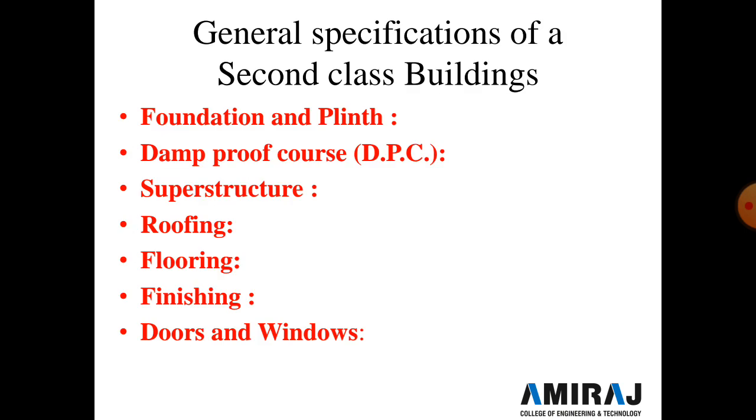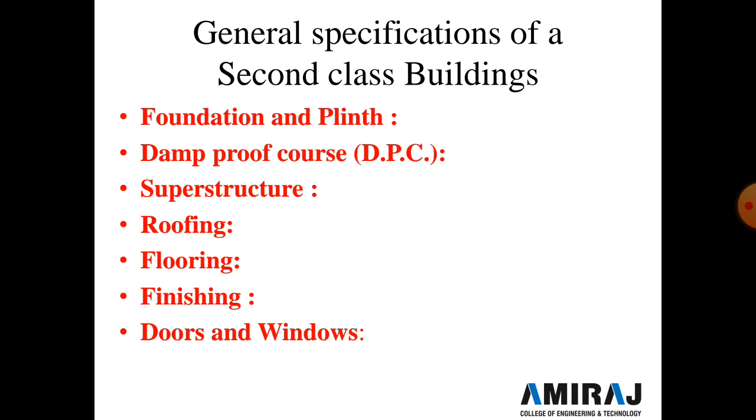Here is the general specification for a second class building. First is the foundation and plinth. In a second class building, foundation and plinth shall be of first class brickwork with lime mortar over a lime concrete. And second is the damp proof course. The damp proof course shall be of 2 centimeter thick cement mortar of ratio 1:2 mixed with a suitable waterproofing compound as specified.